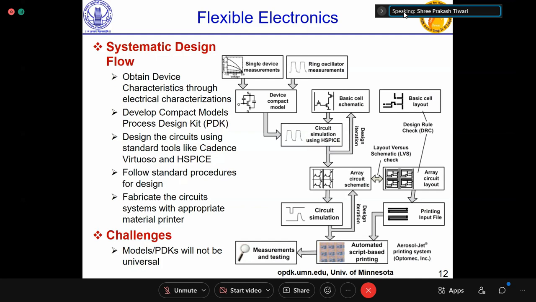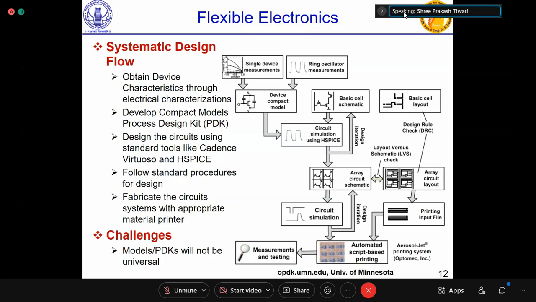See, this whole process can be done only if devices are good, the compact model is good, and then any circuit simulator tool can help you in design. So you have to follow the standard procedure for design. And once you design it, then whatever technology helped you make these devices, you print the circuits or systems with appropriate material or a 3D printer. This is your eventual goal, where, if this design is done, integrated circuits and ASICs based on this can follow.